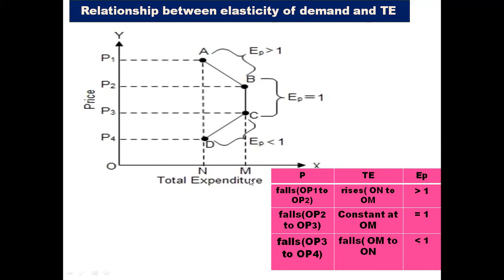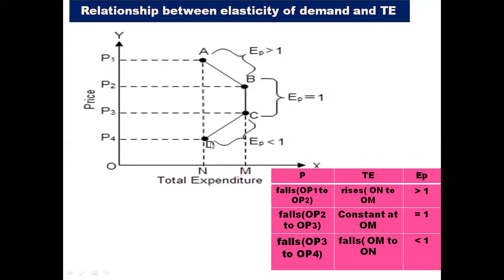Now when the price falls from OP3 to OP4, elasticity is less than 1 between the points C and D. Suppose the price falls from OP3 to OP4, what happens? The total expenditure falls from OM to ON because when the price is OP3, total expenditure is OM. And when the price falls to OP4, the total expenditure is ON.